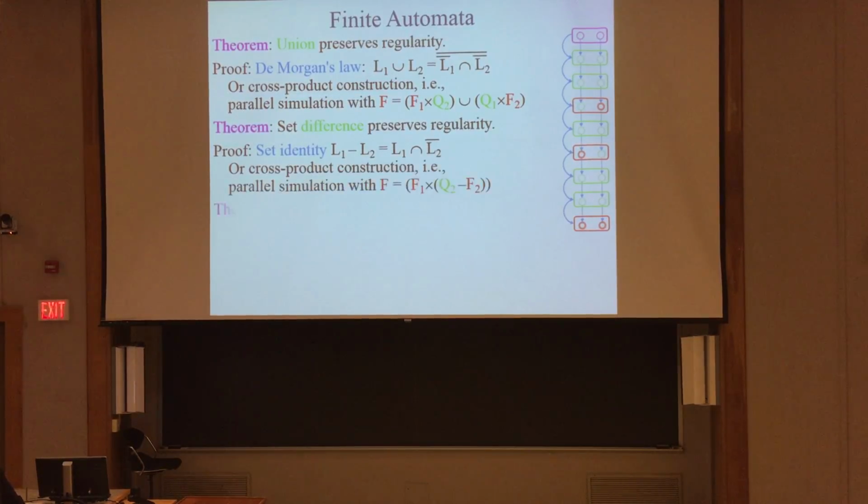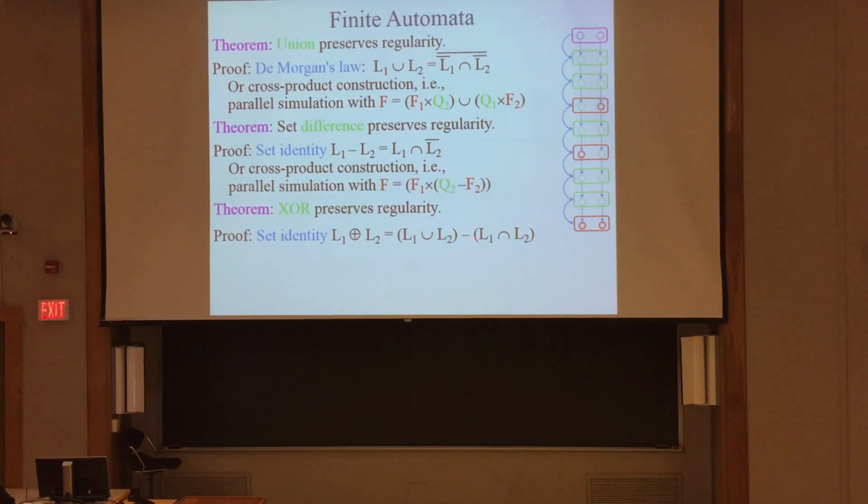And now you can do lots and lots of other things. You can say XOR preserves regularity. XOR means it's either in the first or the second, but not in both. So you can do it the hard way by saying, okay, this is a final state, this is a final state, but that's not a final state because it's in both. So it's not an XOR situation, it's an AND situation. Or you can use a set identity that the XOR of two sets is the union of the two minus the intersection of the two. So it's in one or the other, that's the union, but not in both, that's an intersection. How many get that? Well, the XOR of two things is their union minus their intersection.